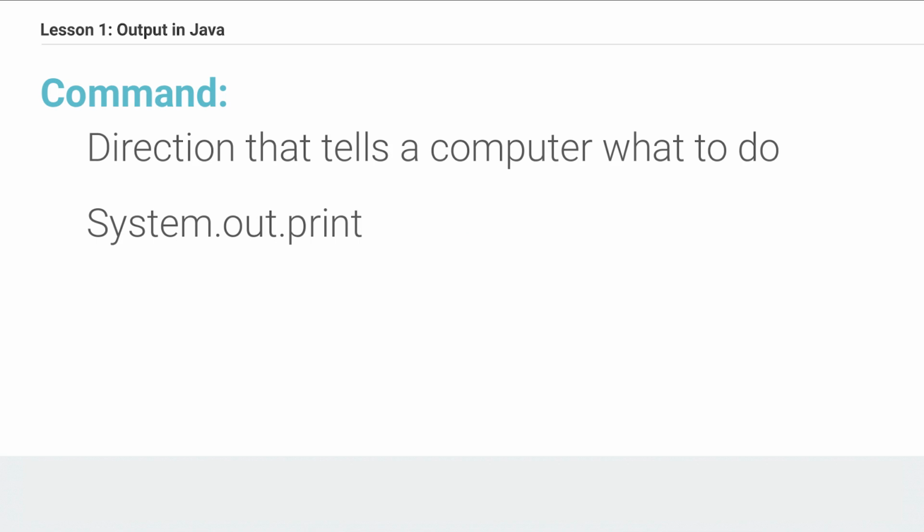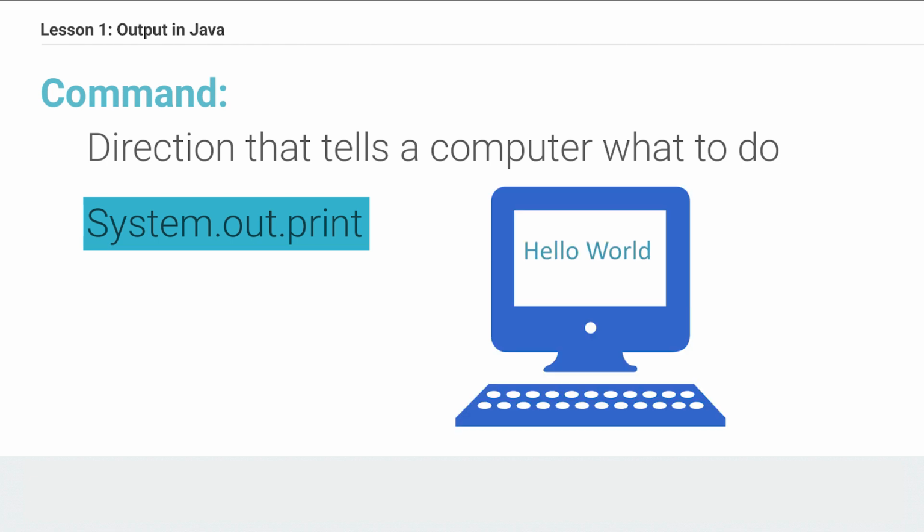Now, the directions that we're giving it are called commands. It's just a direction that tells a computer what to do. So our very first command of the year is system.out.print. And again, the main point here is print. It's telling the computer, display that information on the computer's monitor. Our goal for most of first semester is to go through and learn a series of commands so that you can give Java directions to solve some pretty complicated problems.